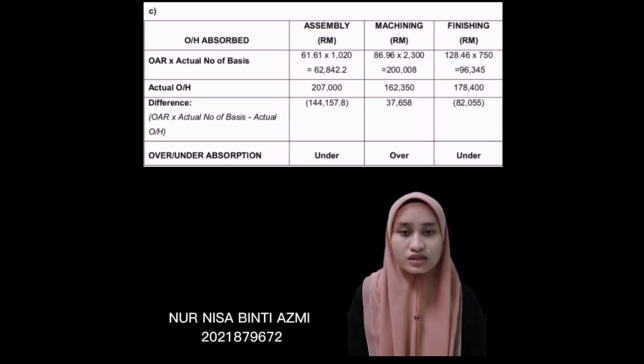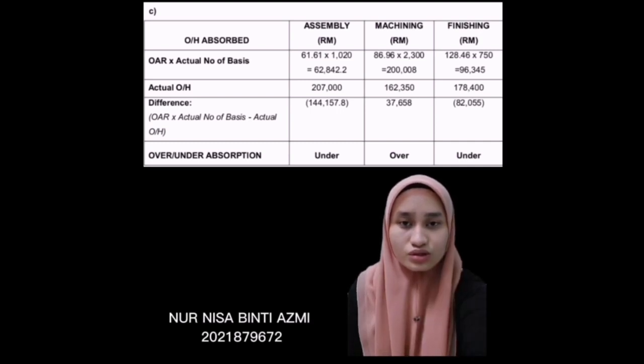For question 1C, I will explain the calculation for the assembly, machining and finishing. The formula is overhead absorption rate multiplied by actual number of bases. Next, write actual overhead for the three departments that we get from the table in question 1C. Next, take the answer for OAR multiplied by actual number of bases minus actual overhead. Next, we determine whether it is over or under absorbed. Over is positive and under is negative.